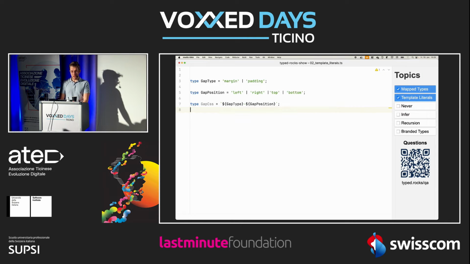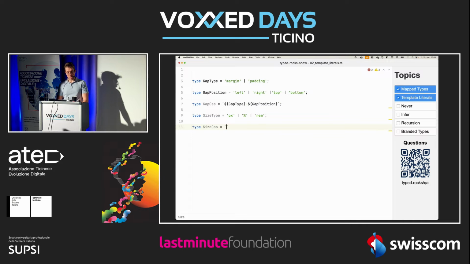Now we can go further and say which size types do we want to allow. We say we have our size type, which is either pixel or, for example, percentage or rem. And then we can say we have our size CSS, which then has to have a prefix of a number, and it has to have a suffix of the size type. And now we can combine these two and create a mapped type from it.